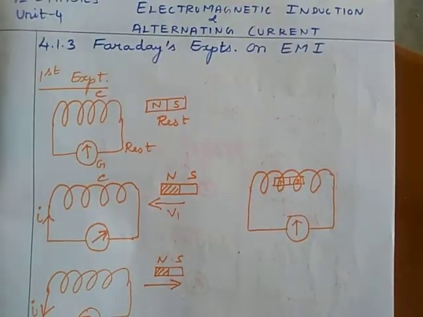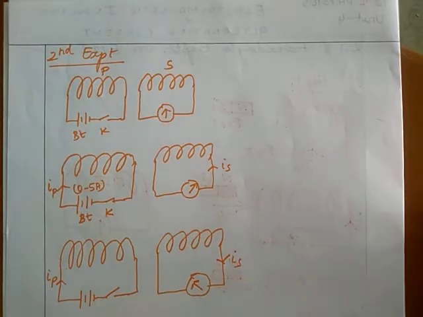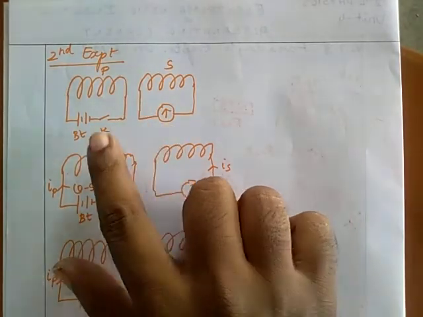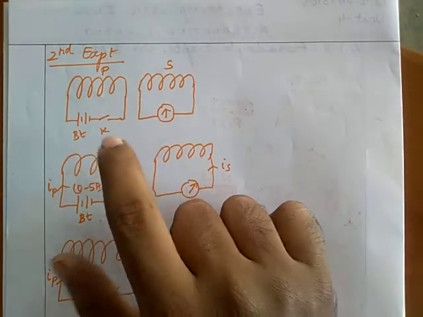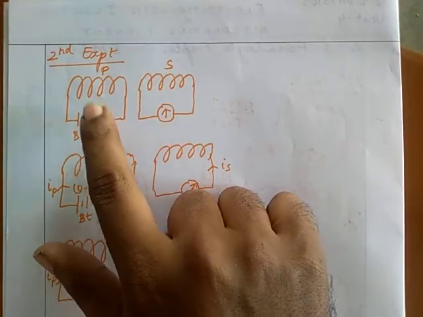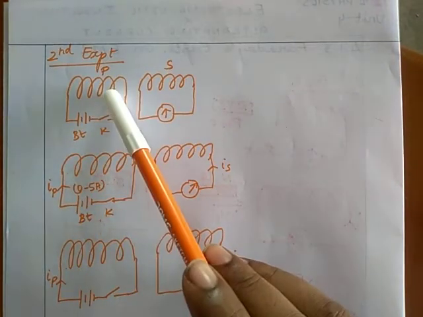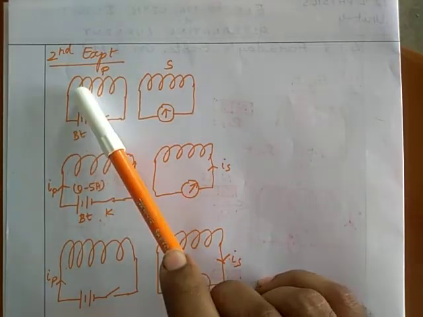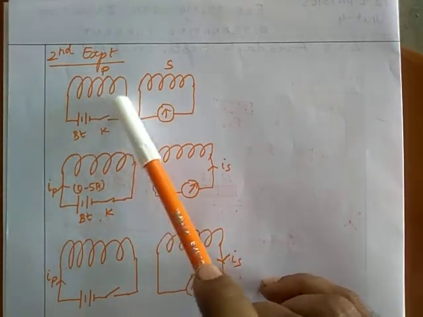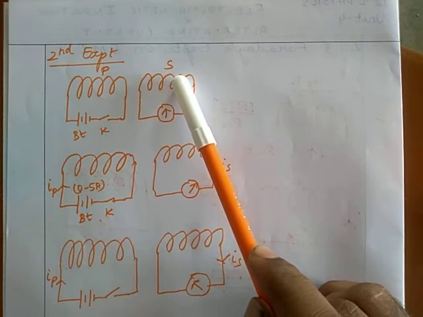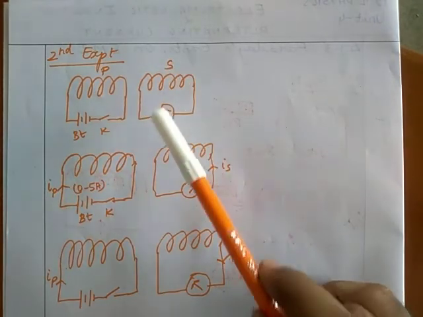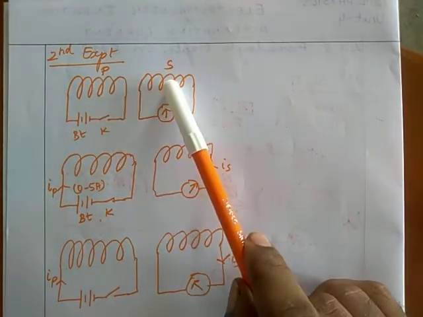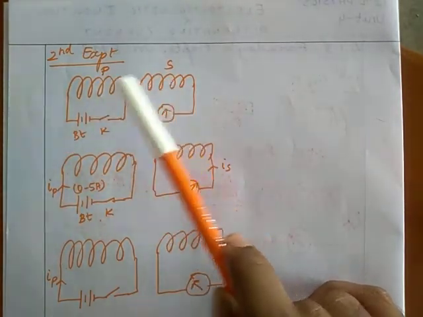Let me see Faraday's second experiment. In the second experiment, Faraday considered two closed circuits. This circuit consists of a primary coil, a battery, and a key. This forms a circuit, known as the primary circuit. Then one more circuit is there, the secondary circuit, with coil S and a galvanometer. This forms the secondary circuit. They are placed in close proximity, that means close to each other.